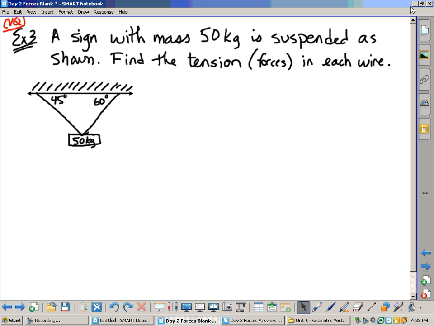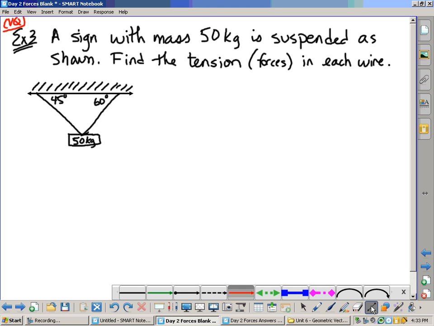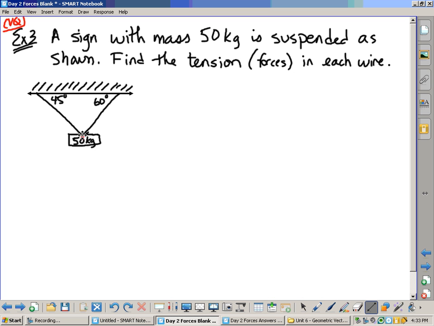So our job is to find the tension forces in each wire. First off, let's talk about what force is being applied. Well, the sign here has a really strong force being pulled on it. And it is, of course, the force due to gravity. And that is some vector that's down here.